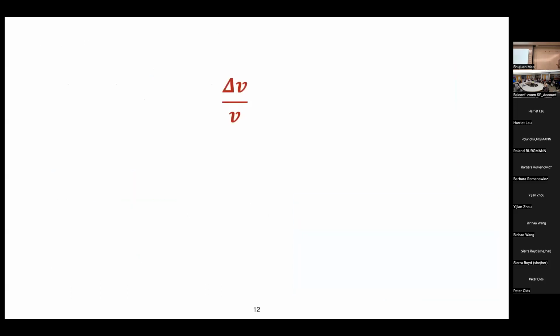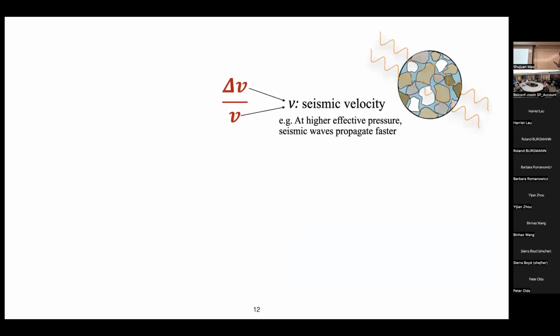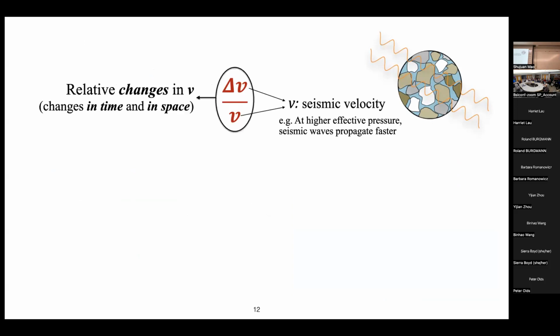Specifically, the quantity we measure is delta V over V. Here, V means seismic velocity, or the propagation speed of seismic waves. So we know that this seismic velocity is sensitive to the mechanical state of crustal rocks. For example, at higher effective pressure, seismic waves propagate faster and vice versa. Then this delta V over V together means the relative changes in seismic velocity. So it pertains to changes both in time and in space.